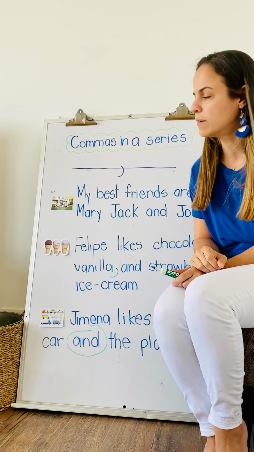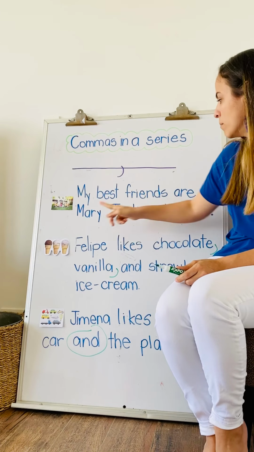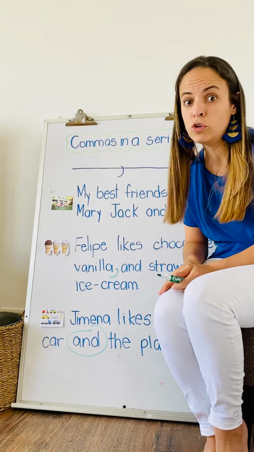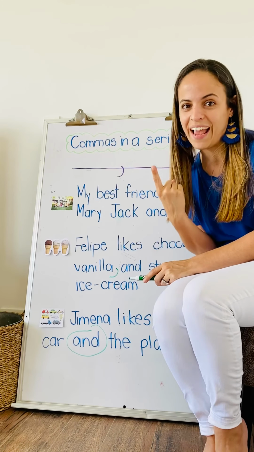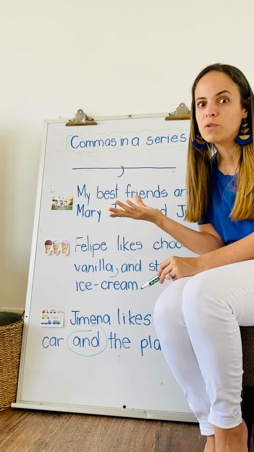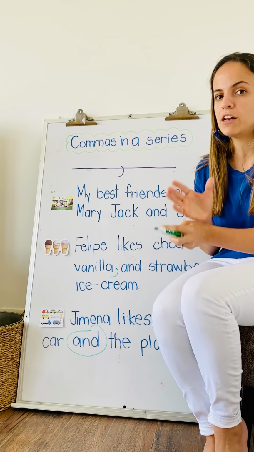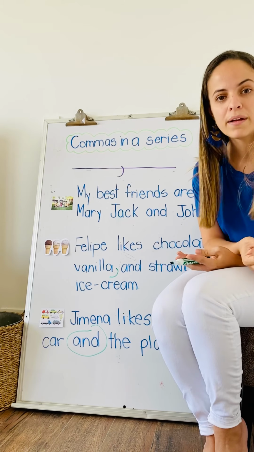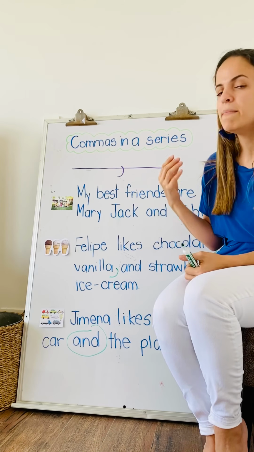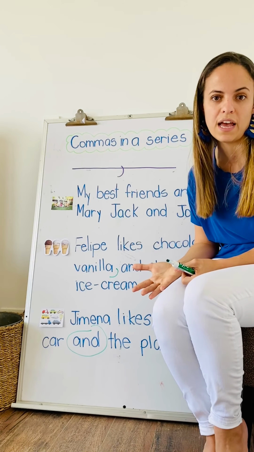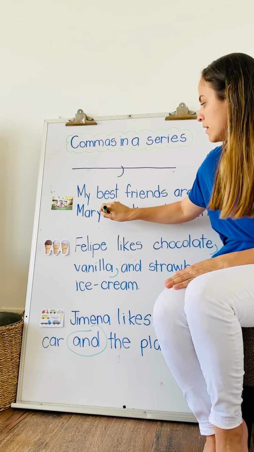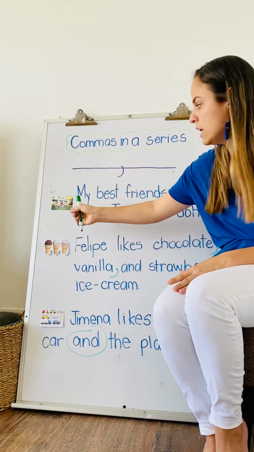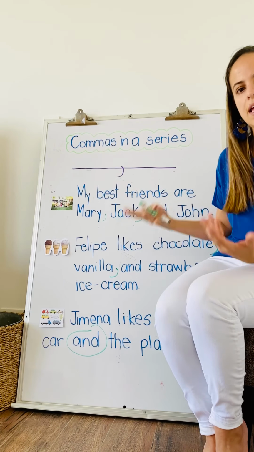Let's try to read it again. My best friends are Mary Jack and John. So I'm not sure if Mary Jack is just one name, or if Mary is one name, Jack is another name, and John is another name. What do you think? Writing commas makes it a lot easier to understand. If you separate it by commas, now you know that each of them is a separate name.